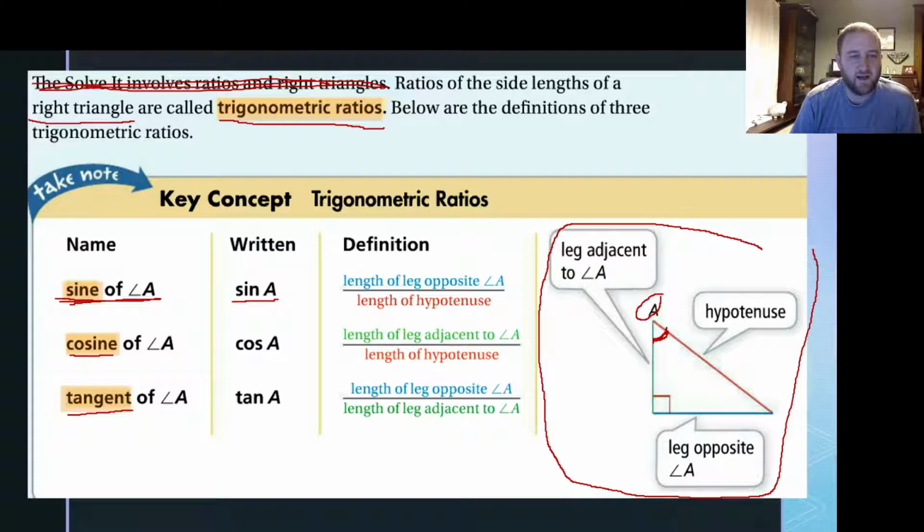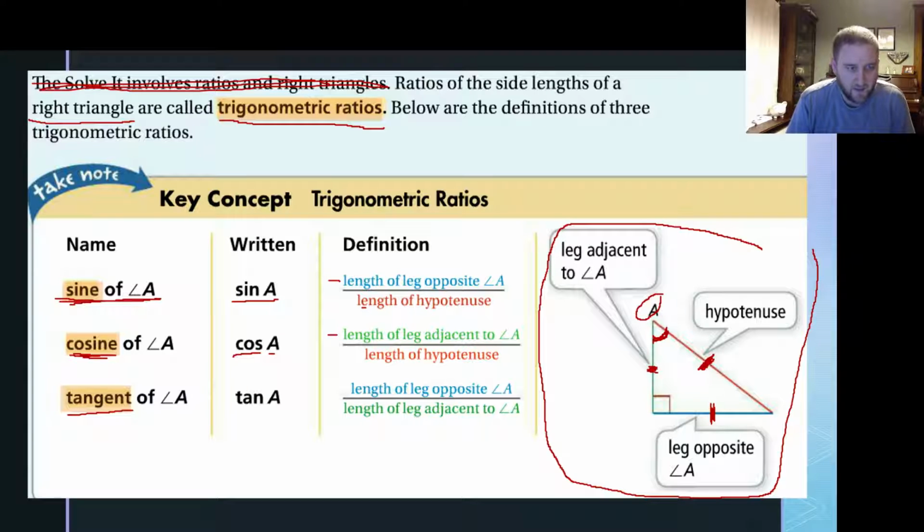Okay, to find the sine of A, you take the length of the leg opposite of angle A. So here's angle A. The length of the leg opposite is this leg right here. And then you divide it by the length of the hypotenuse, which is right here. So you do opposite, the leg opposite, over the hypotenuse. To find the cosine of A, you write cosine as C-O-S, and then that's the cosine of A. To find the cosine, you take the length of leg adjacent to A, which is this leg right here, over the length of the hypotenuse.